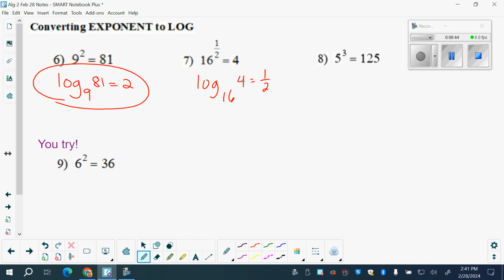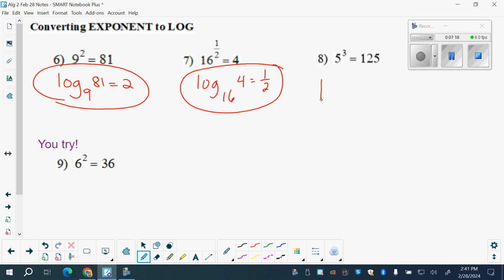Okay, so these two switch. So the 4 goes here, and then the 1/2 is your answer. Both of the last classes said, could we put a 2 there instead of a 1/2? Could we? No, it wouldn't be a true statement. 4 squared would give us 16, so we want 16 to the 1/2 is 4. 16 squared would not give us 4.